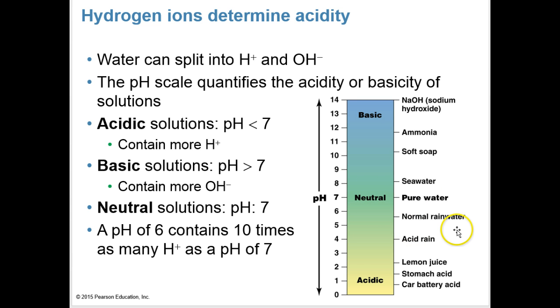The chart we're looking at here is known as the pH scale. It quantifies the acidity or the basicity of solutions. Another word for basicity is also alkalinity. An alkaline substance is also known as a basic substance. Items that are acidic have more hydrogen ions in them, and those are the numbers lower than 7. In increasing acidity, they include normal rainwater, acid rain, lemon juice, stomach acid, and car battery acid.